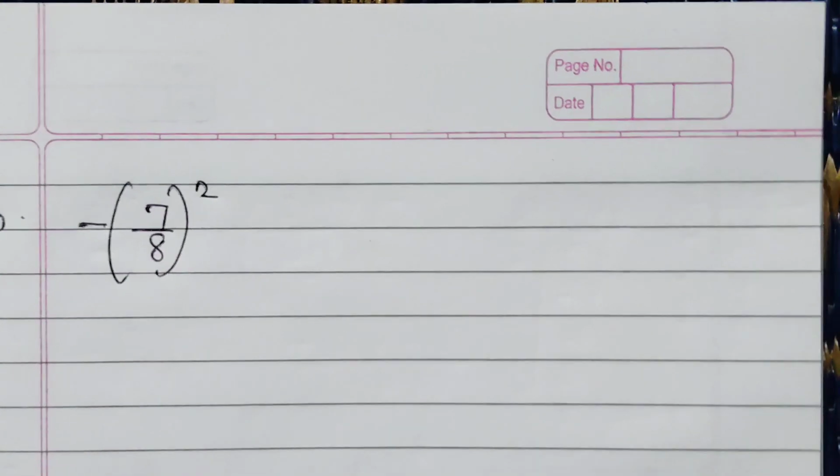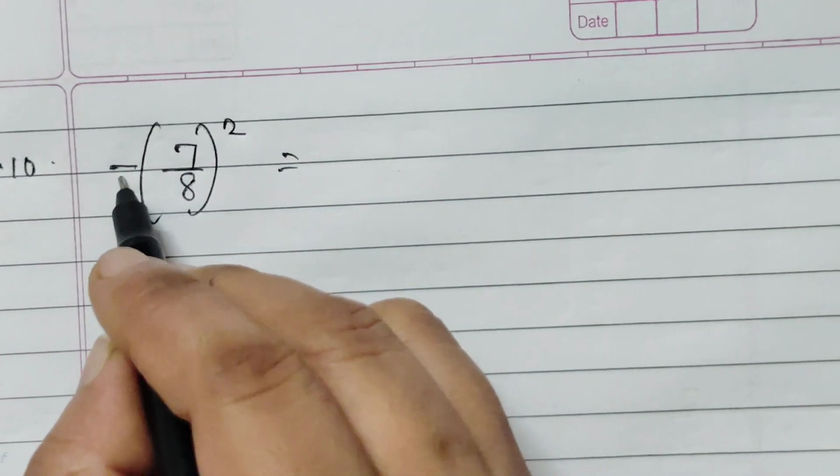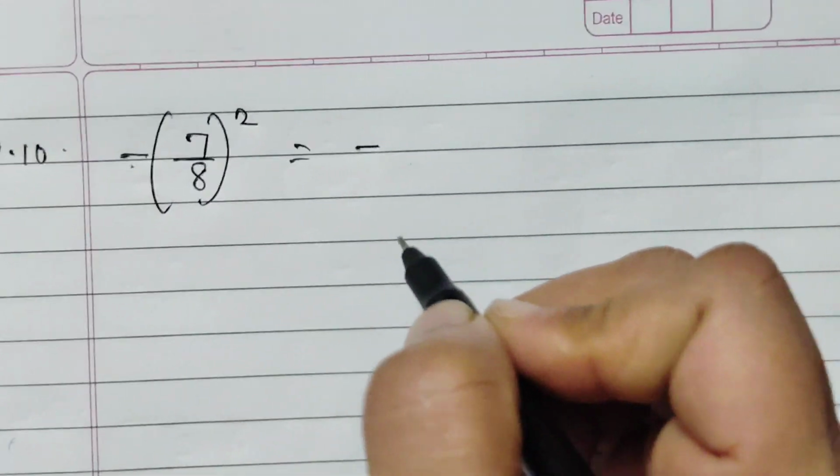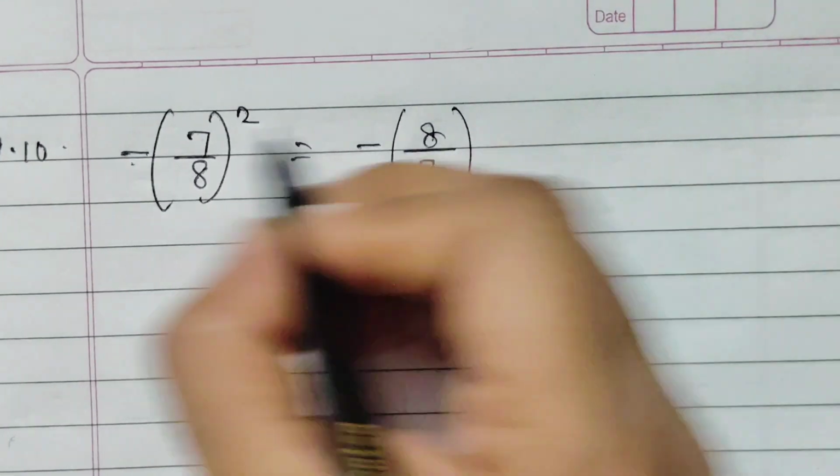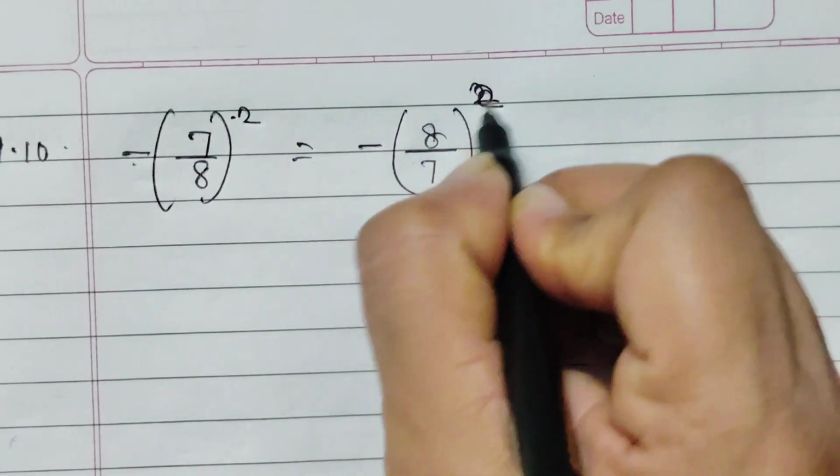Next. Now here the minus sign is out, so we'll keep it out only. And 7 upon 8 will become 8 upon 7, and raised to 2.